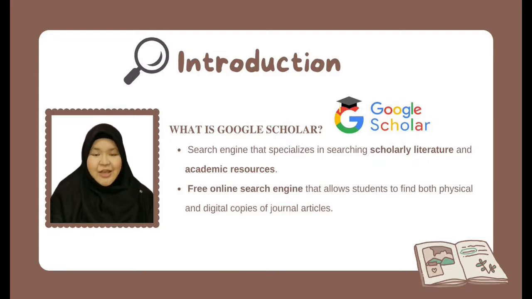Okay students, first and foremost, let me explain what Google Scholar is. As we know, finding journal articles is one of the most difficult and challenging tasks on an academic library website for students. Thus, Google Scholar is a search engine that specializes in searching scholarly literature and academic resources. It limits its searching to academic literature resources, including education sites.